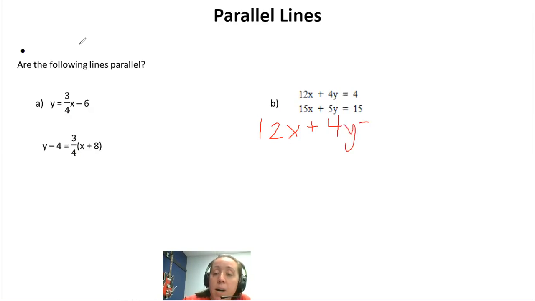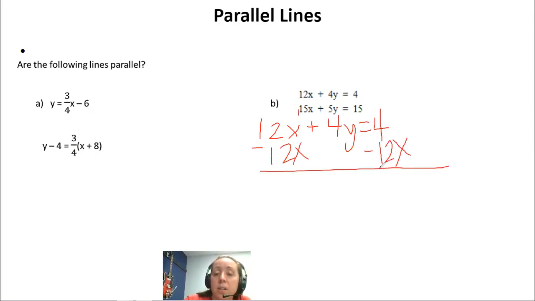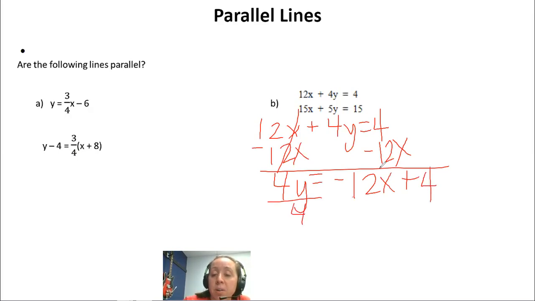So 4y equals 4. Emma suggested we subtract 12x. So we're left with 4y equals negative 12x plus 4. This one's actually the same as our last equation that we did. So we get y equals negative 3x plus 1.